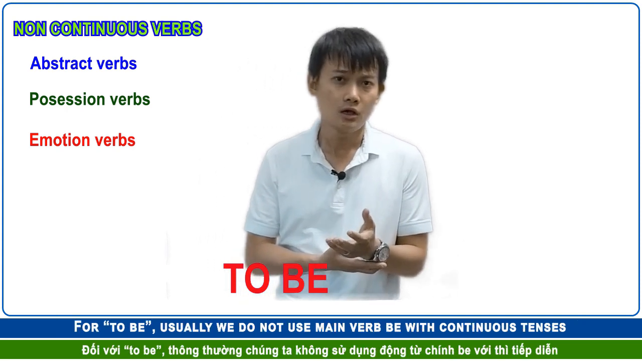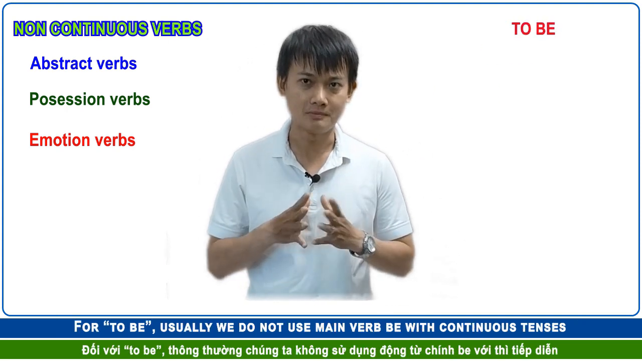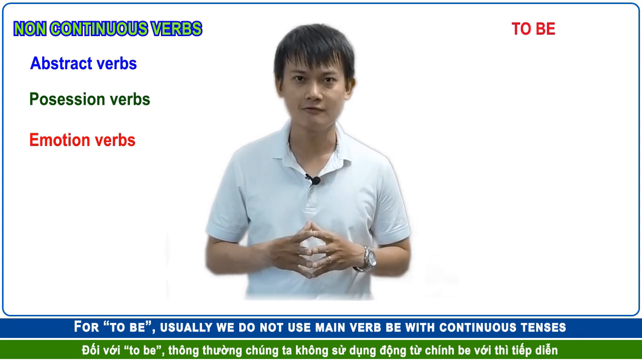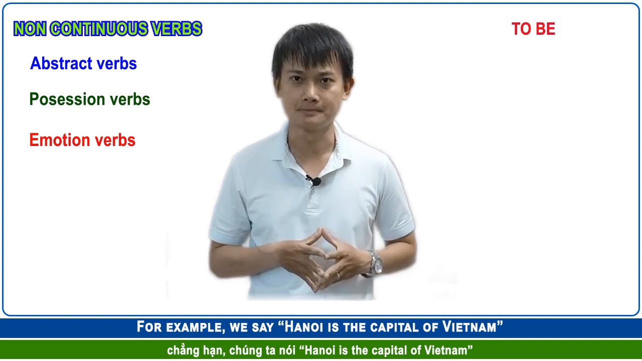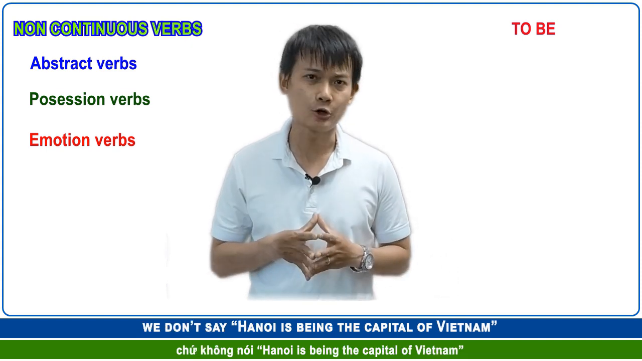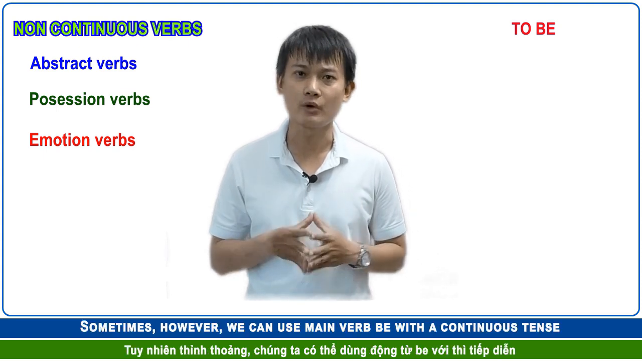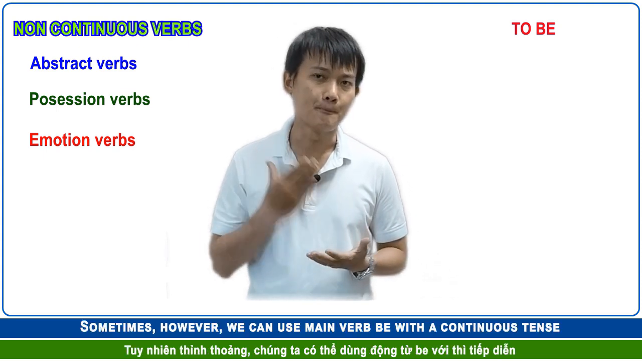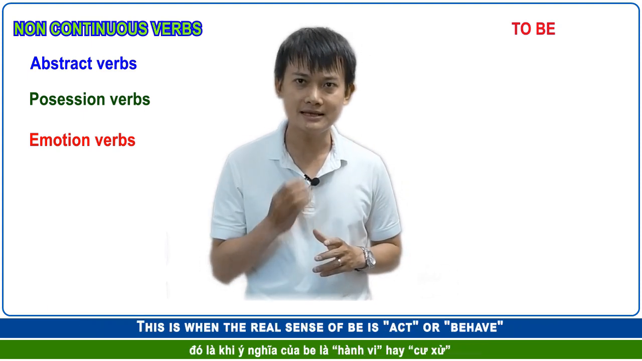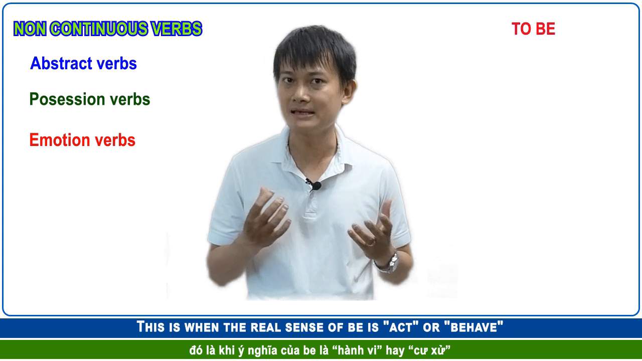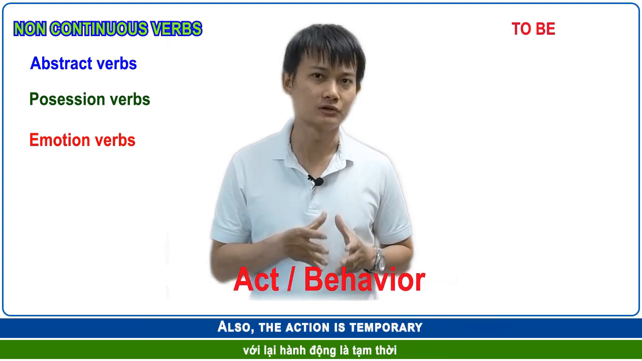For to be, usually we do not use the main verb to be with continuous tenses. For example, we say Hanoi is the capital of Vietnam. We don't say Hanoi is being the capital of Vietnam. Sometimes, however, we can use the main verb be with continuous tenses. This is when the real sense of be is to act or behave. Also, the action is temporary.